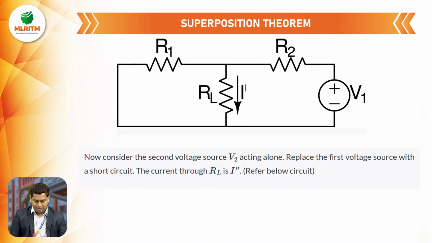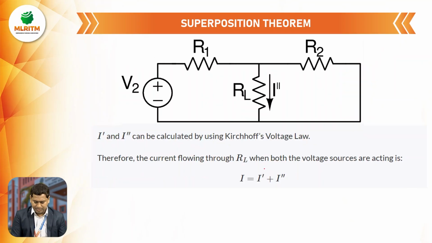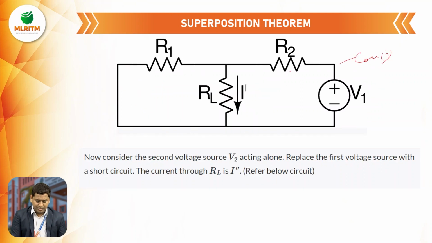Similarly, V1 is acting in the first case, case 1. Next, case 2 is V2 acting. The diagram is here. V2 is acting, and as the other is an ideal voltage source, you make it a short circuit. Similarly, when V1 is acting, V2 is an ideal voltage source, so we make it a short circuit.